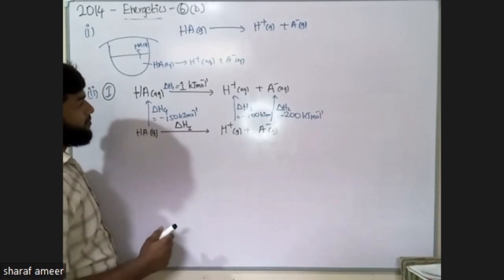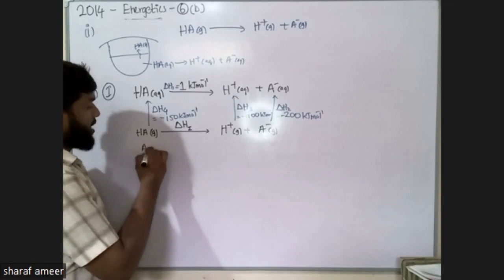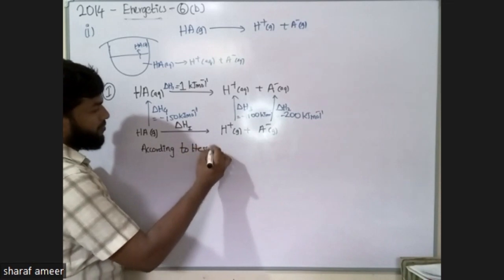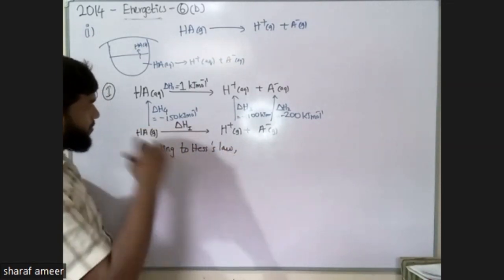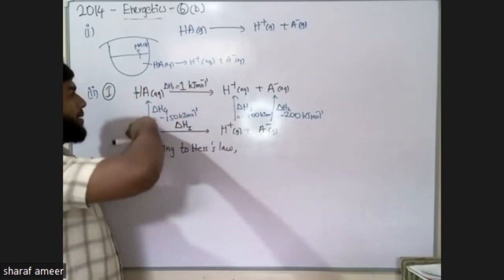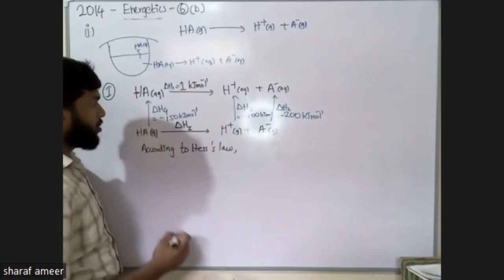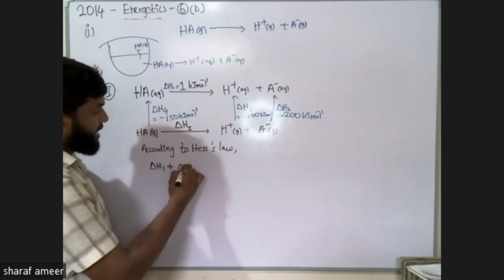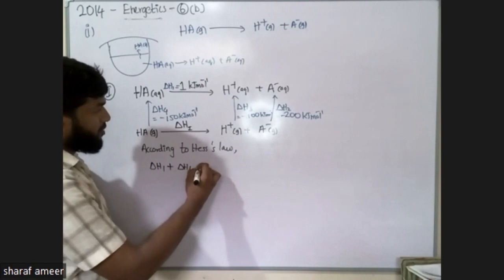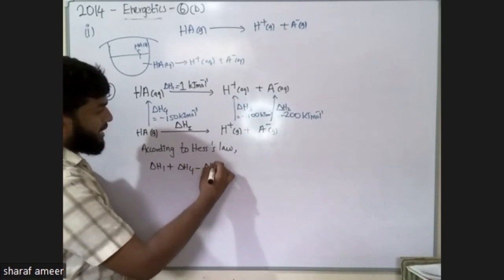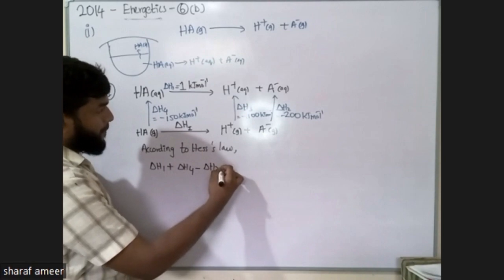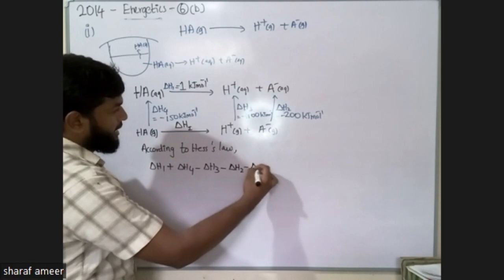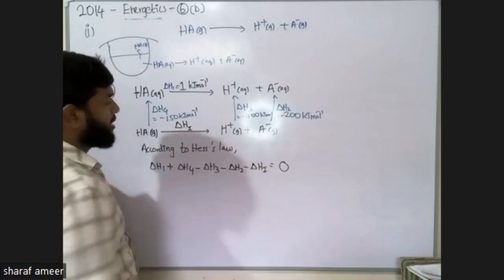So according to Hess law, I'm taking the clockwise direction as plus. So delta H1 plus delta H4 minus delta H3 minus delta H2 minus delta H Roman number 1 is equal to 0.